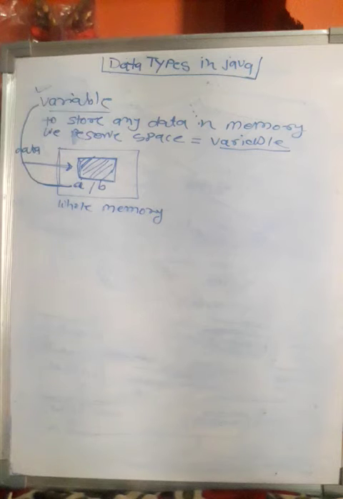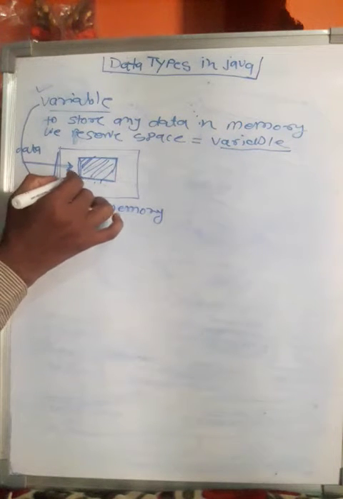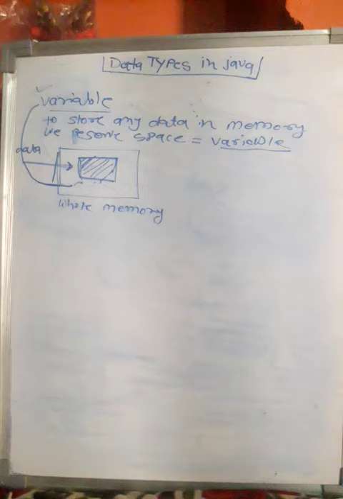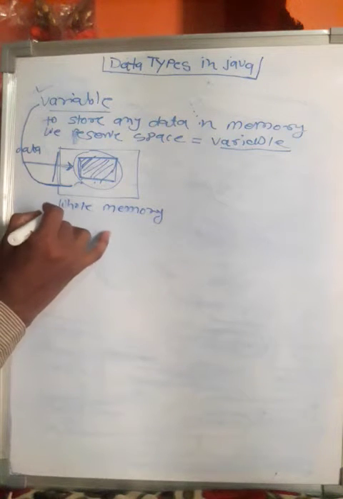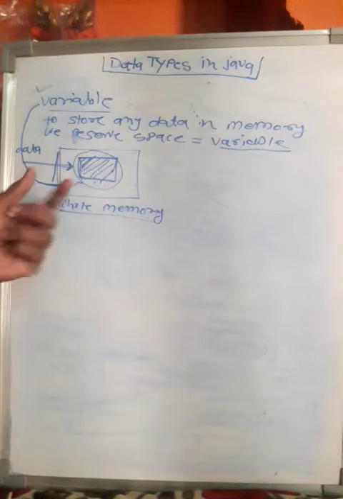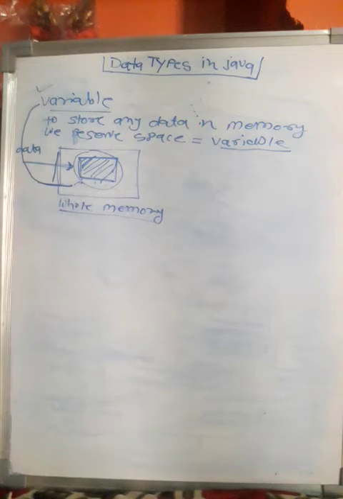What is a variable? For example, consider this description. To store any data in memory, we reserve space. For example, this is the whole memory. In that whole memory, we reserve this space, allocating some memory space to store this data, in the entire memory of the computer.